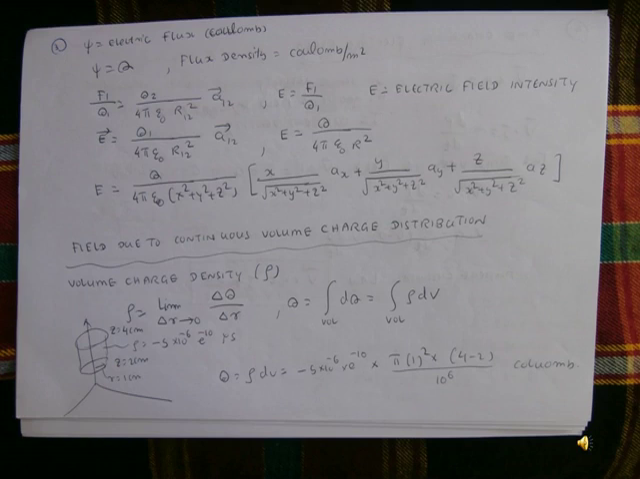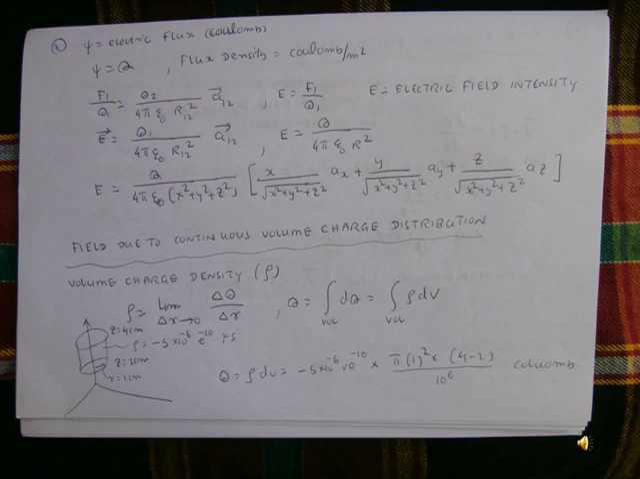The field due to a continuous volume charge distribution can also be calculated. In this case, the volume charge density is rho, where rho equals the limit as delta V tends to 0 of delta Q divided by delta V. So Q is the volume integral of dQ, or the volume integral of rho dV, where rho is the density and V is the volume. This is how we can calculate the field from the charge density rho.